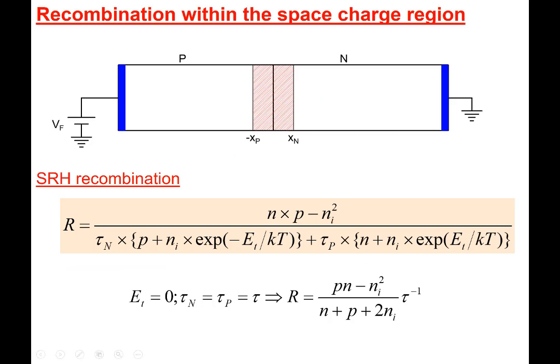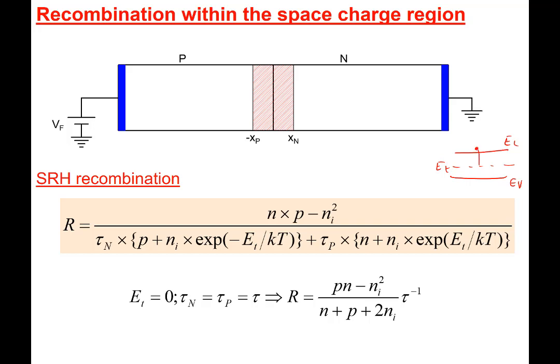Recombination within the depletion region. Okay, so how do we model that? Well, Shockley-Read-Hall recombination. We had not derived this, we had stated this expression that recombination is (np minus ni squared) over (tau n (p plus ni e to the power of minus Et by kT) plus tau p (n plus ni e to the power of Et by kT)). So we said recombination takes place through a defect level, Et, if I have Ec and I have Ev.